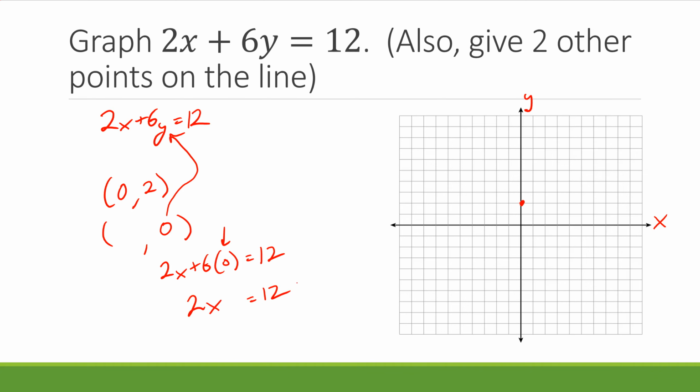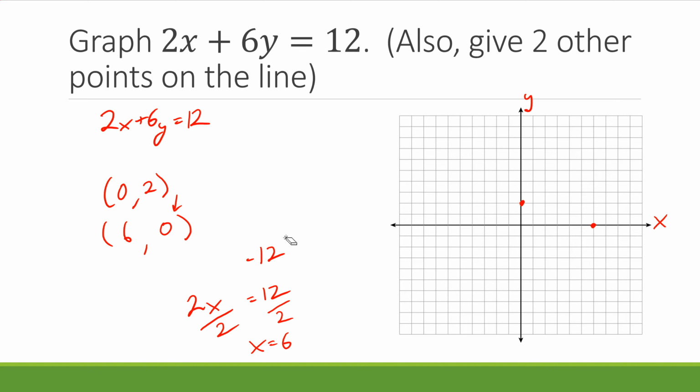So I have 2x equals 12. This whole term goes away. And I can easily figure out that x equals 6. So when I plug in a y of 0, the x has to be 6. And this is the x-intercept. If I plot it over 6, up 0 would be right here, I think.